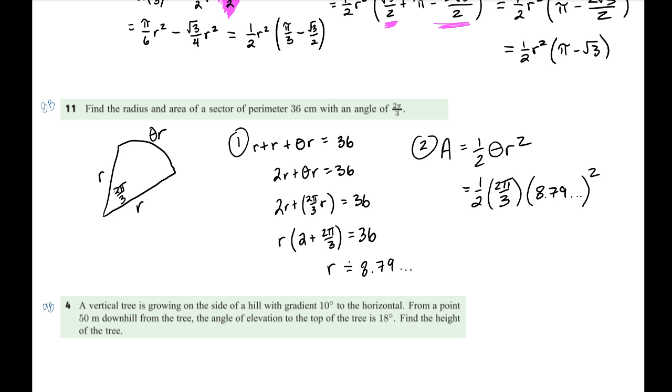And so if I take that number, square it, and multiply it by 0.5 and by 2 pi over 3, then I end up with 80.96. And did we have units here? Yes, we did. So that's centimeters squared on the area, and I should have put centimeters on the radius.